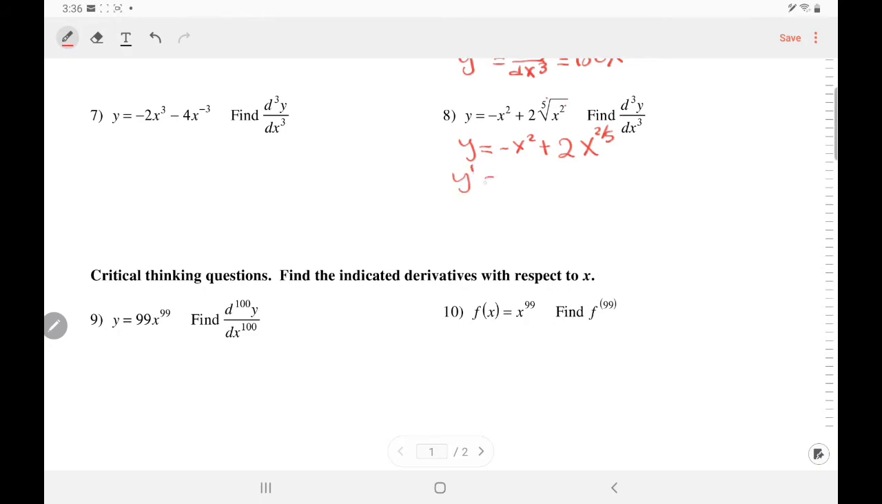First derivative, -1 times 2 is -2x. Reduce the 2 by 1, so it's just 1. Plus, we have to multiply the 2 and the 2/5. We'll do it on the side. 2 times 2/5. 2 is 2 over 1. Multiply across, you got 4 over 5. So 4 over 5 x to the power of 2/5 minus 1, which is the same as 5/5. So that's negative 3/5.